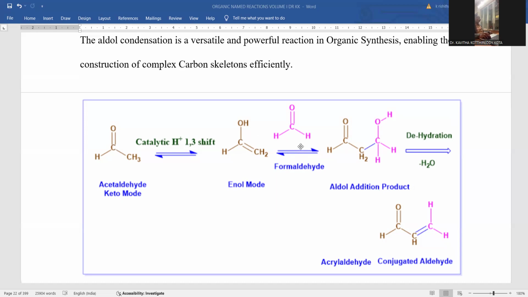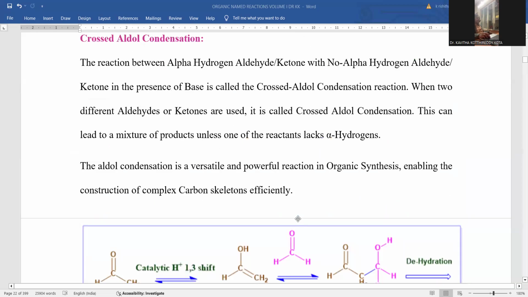Rather, you can go through formaldehyde where alpha hydrogens may not be present. One of the materials is alpha hydrogen containing acetaldehyde. The other is an alpha hydrogen lacking molecule; these are supposed to be blended, called crossed aldol. So you can notice the new carbon-carbon bond origination in between, and later on dehydration taking place, giving rise to an alpha beta unsaturated compound. This is a conjugated one. So this is an extended application of aldol condensation called a crossed aldol.